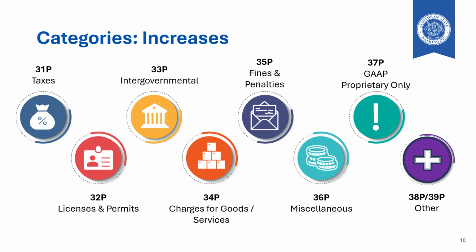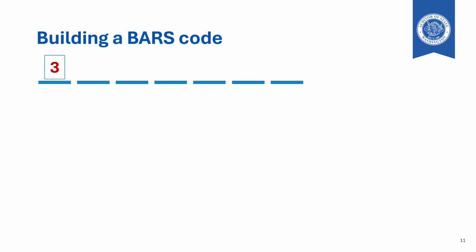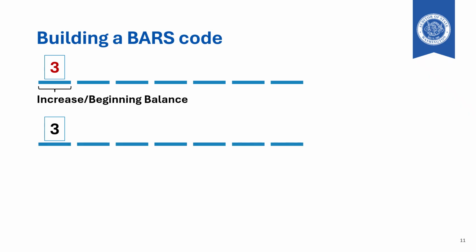To round out the building blocks of revenue and other increase BARS codes, let's go through an example of how to build a BARS code using the knowledge we now have about what each of the digits mean. For the purposes of this example, we will only go to the third digit. The first digit we have is 3, and remember this represents an increase or beginning balance. Then we have the second digit, which is 1, and this represents the category of revenue, and the 1 specifically represents taxes.